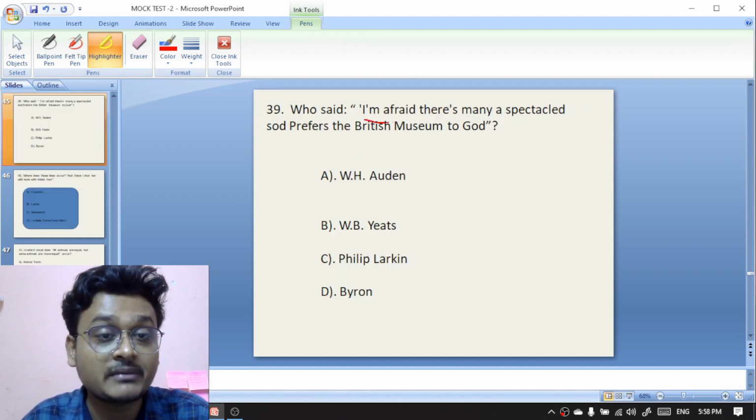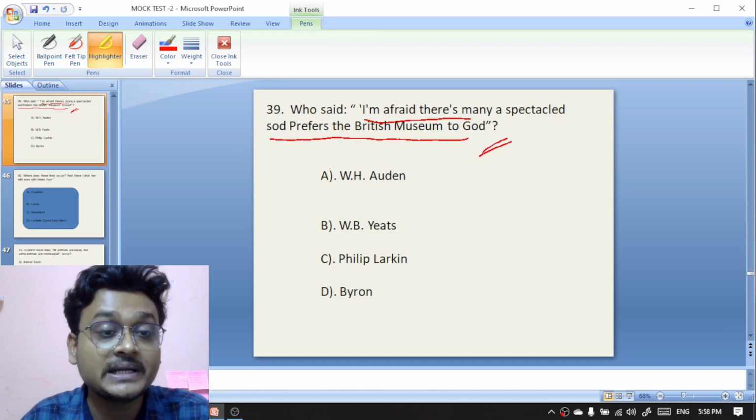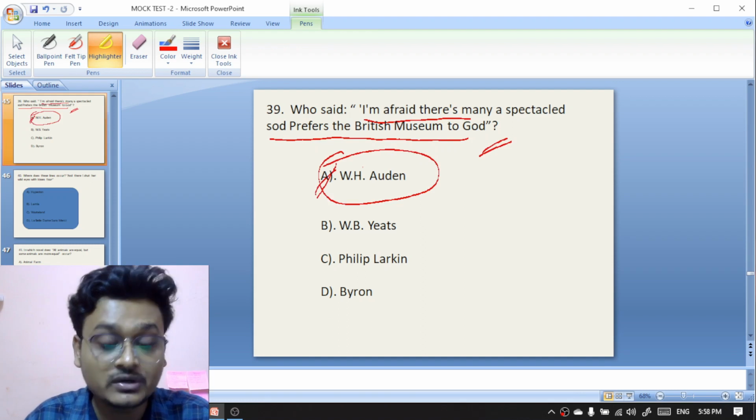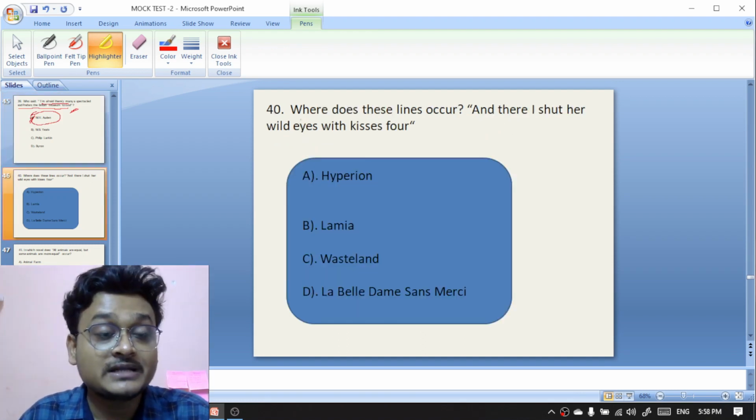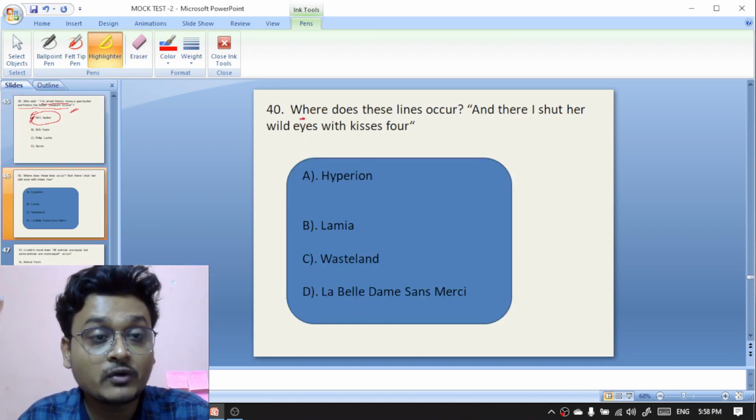Next question: who said "I am afraid there are many spectacles, Sword prefers the British Museum to God"? It is W.H. Auden. W.H. Auden said this, in 1934, in his group of poetry.